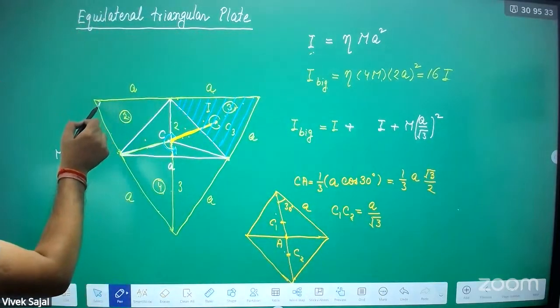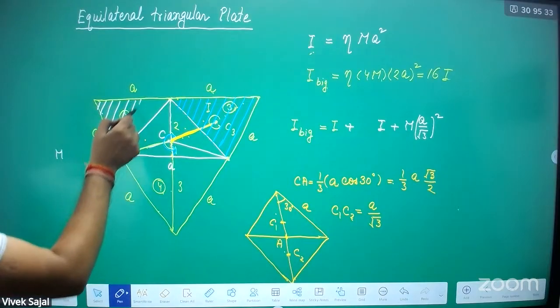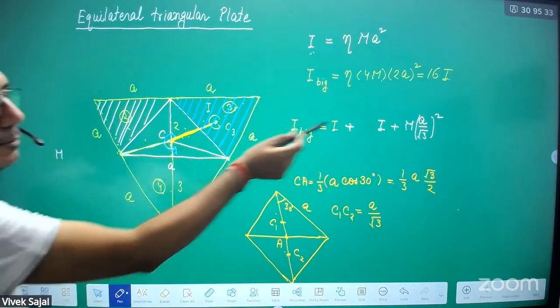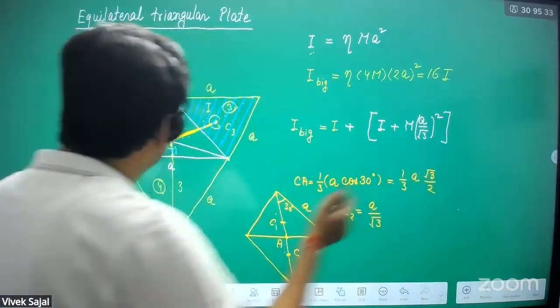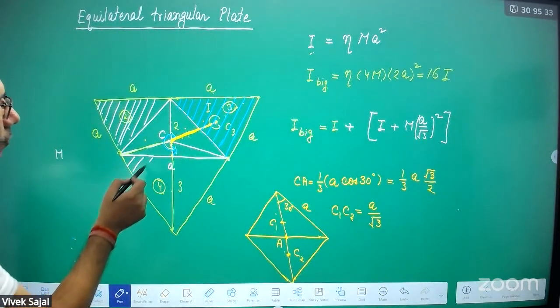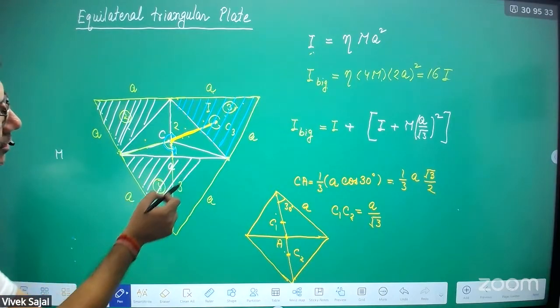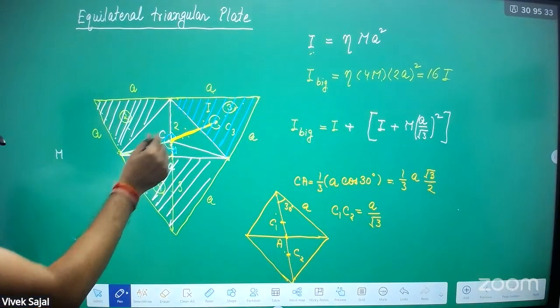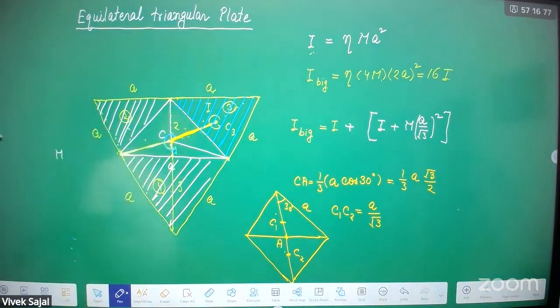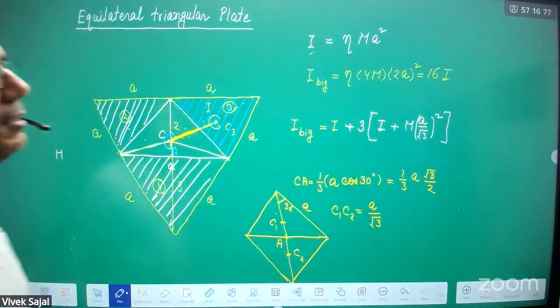Similarly, a similar situation is here for this. This is another. What will be the moment of inertia of this triangle about this? Same you are going to get for this. Then go for this third one. What will be the moment of inertia of this triangle about the same point C, about the same axis, this axis passing through C, perpendicular to the plane of this plate? Same. So it is going to be 3 times here.